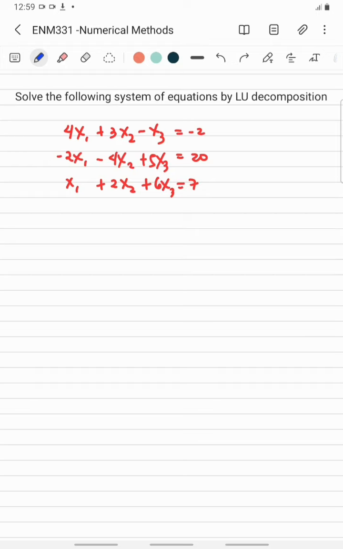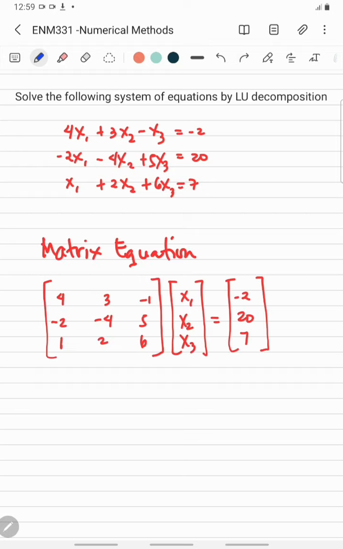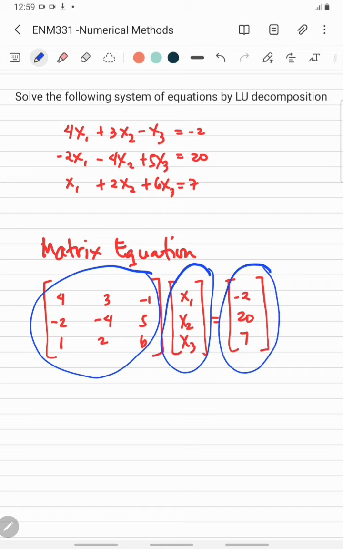First, we will rewrite this system of equations into a matrix equation. So this is our matrix equation. This is our coefficient matrix. This is the variable matrix, and at the right side of the equation is the constant matrix. We can express this equation in the form of AX equals B.